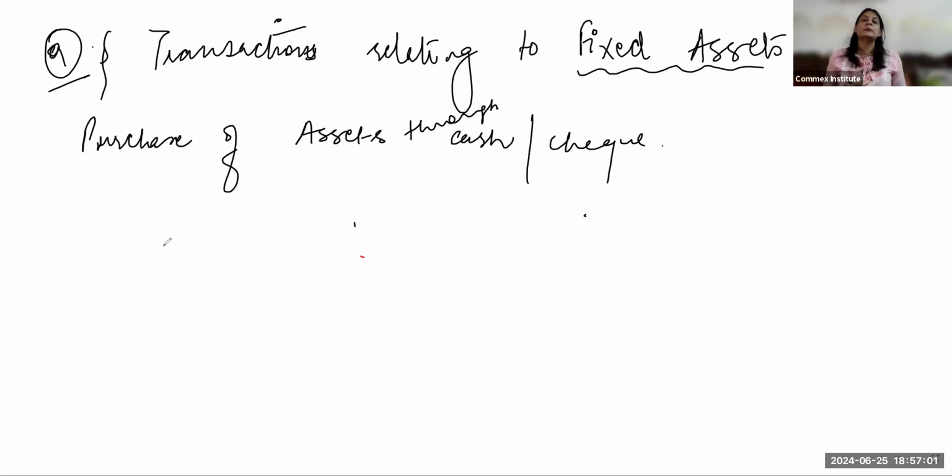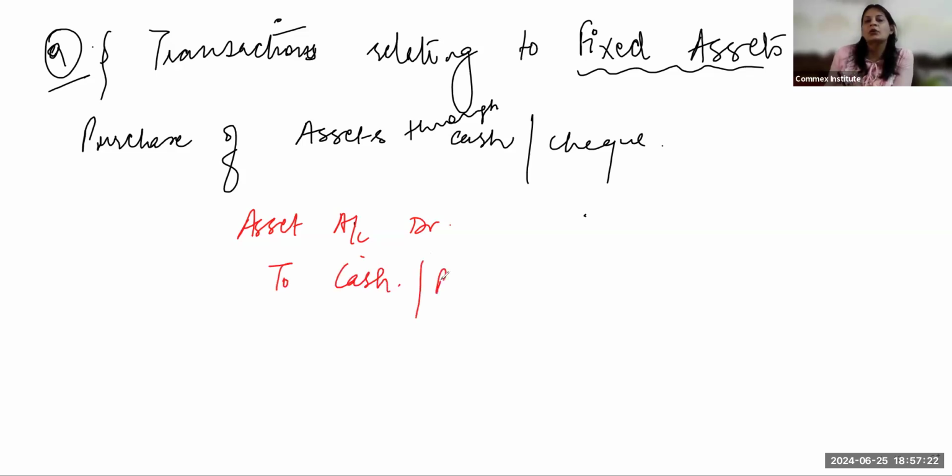If you're purchasing a printer, car, land, building, computer, whatever the asset is, that asset name will be debited. So it will be the asset account debited, machinery, whatever the name of the asset. And if through cash or through bank, or if we are purchasing it on credit, then it will become a creditor. Or we call this person the vendor.